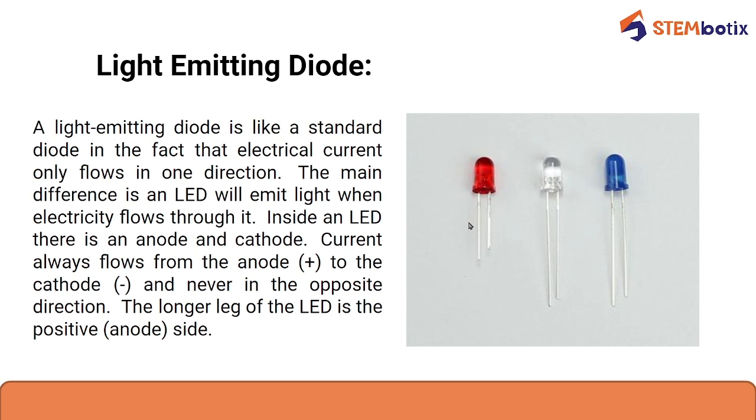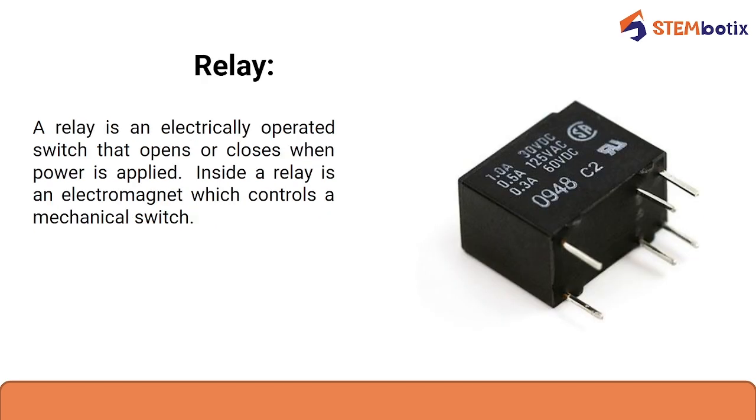Inside an LED there is an anode and cathode. Current always flows from anode to cathode. So current always flows from anode, which is the longer one, to the cathode, which is the shorter one. So current always flows from anode to cathode. The longer leg of an LED is positive, which is the anode, and the shorter one is the cathode.